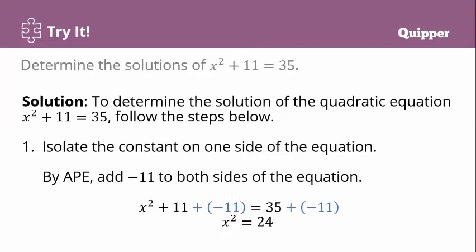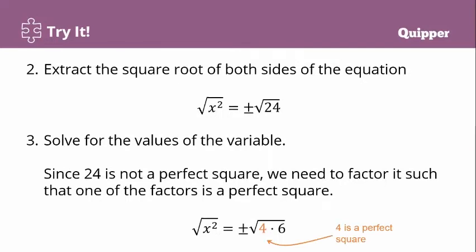From the given x squared plus 11 equals 35, we now get x squared plus 11 plus negative 11 equals 35 plus negative 11. We then get x squared equals 24. Step 2. Extract the square roots on both sides of the equation.